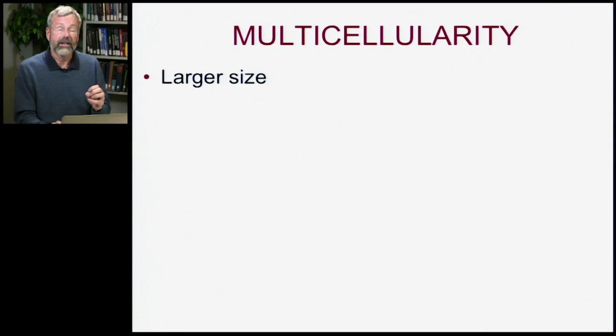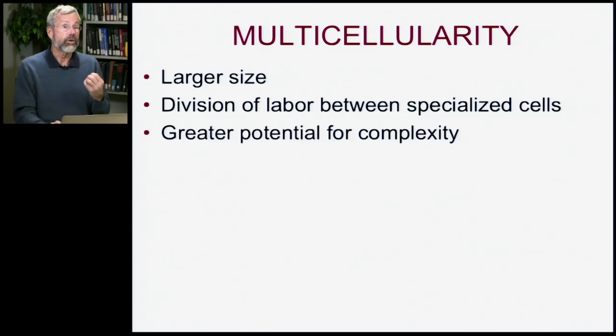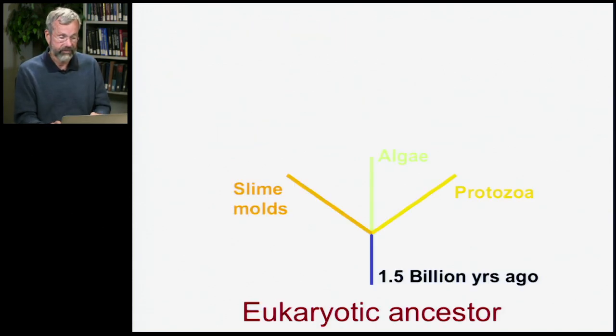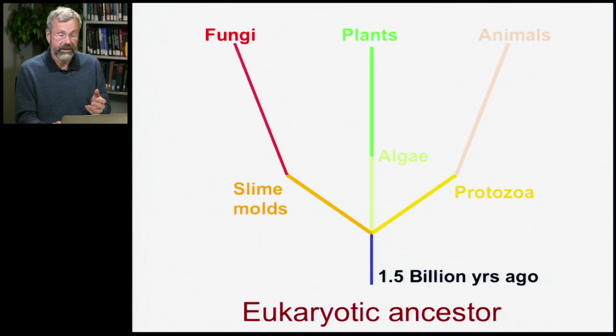Advantages of multicellularity are a much, much larger size than can ever be achieved by a single cell with one fragile cell wall. You can have a division of labor between specialized cells, and a much greater potential for morphological or physical complexity. So here we have our single eukaryotic lineage, the protists, giving rise to these other 3 lineages. The slime molds then gave rise to the fungi, protozoa to animals, and the algae to the plants.